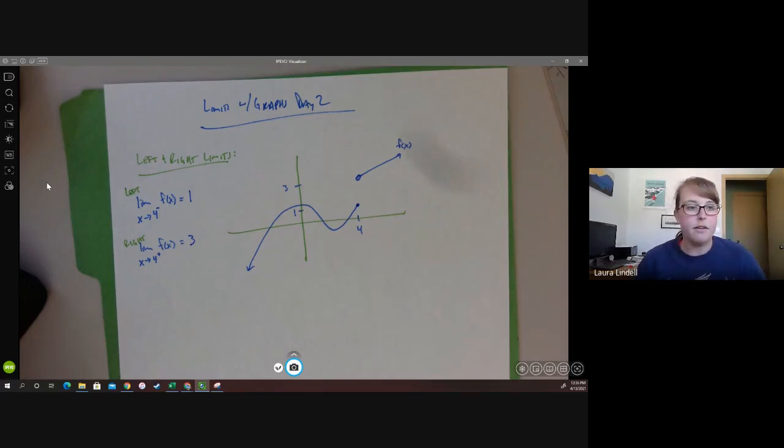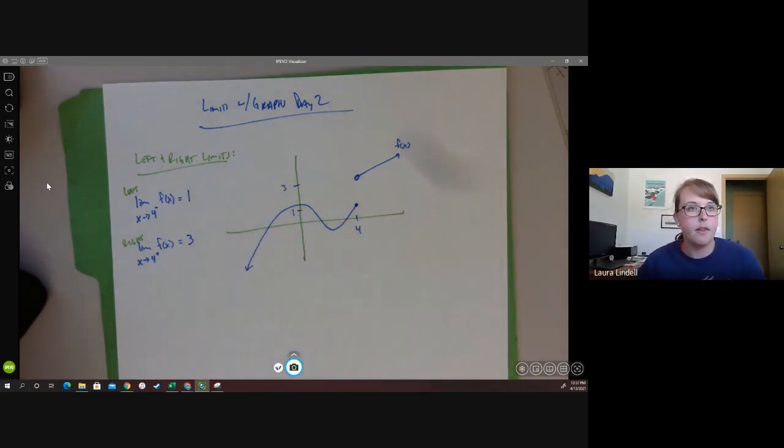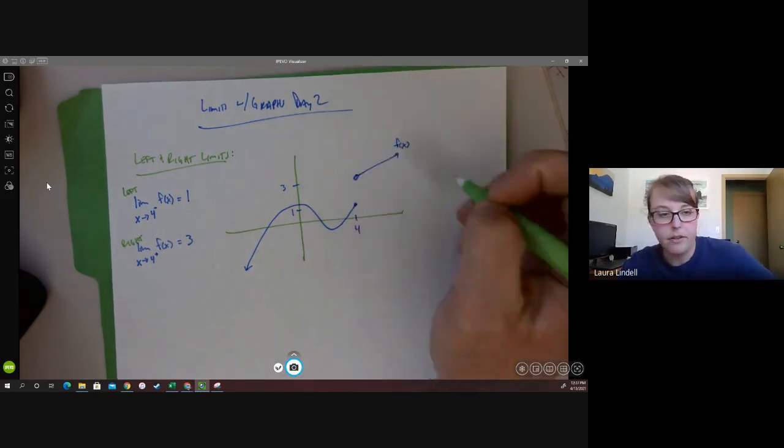And that's as complicated as these really get. So sometimes, like in this situation, we have left-hand and right-hand limits that are different. And we notice there is a jump discontinuity in the function.